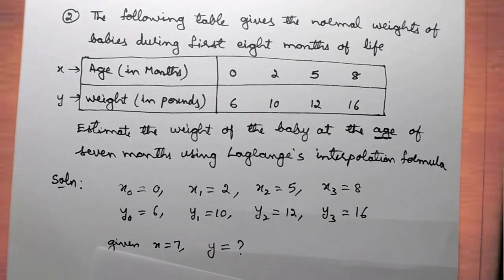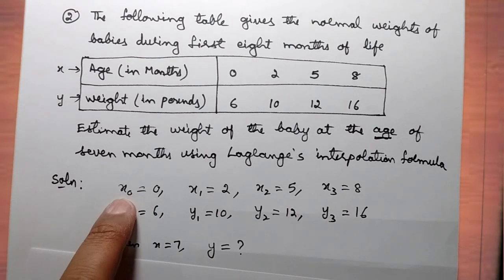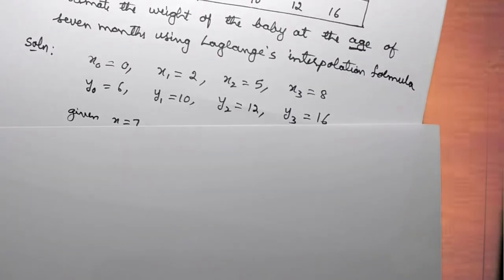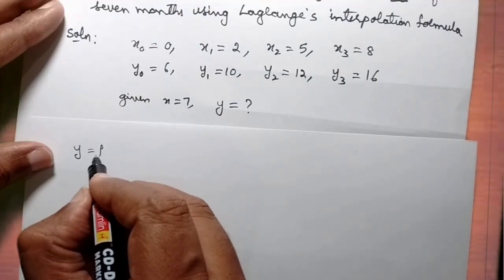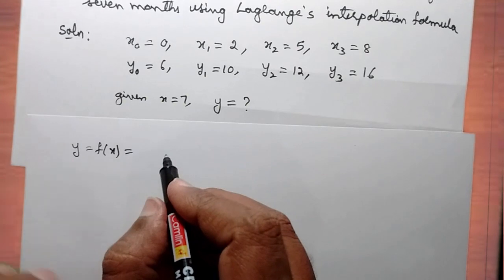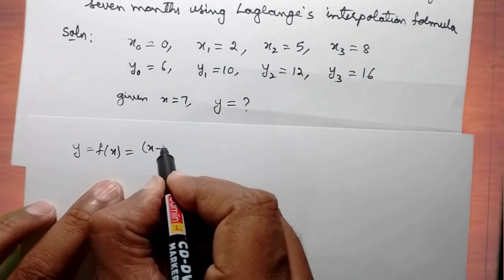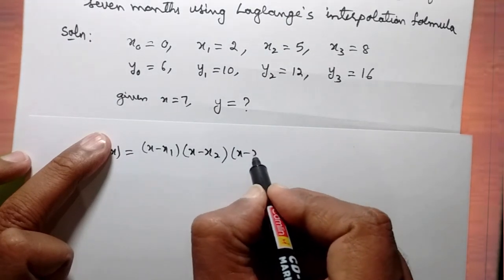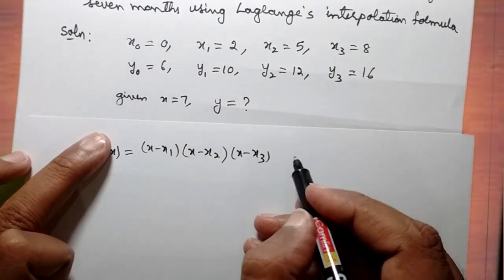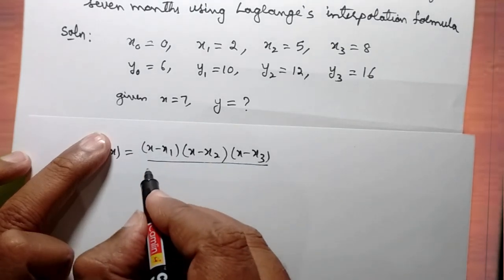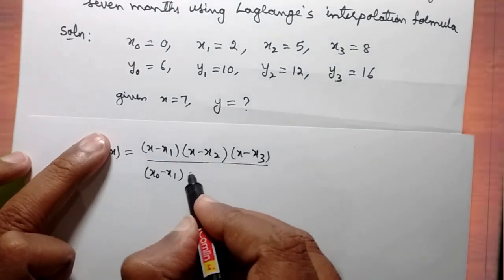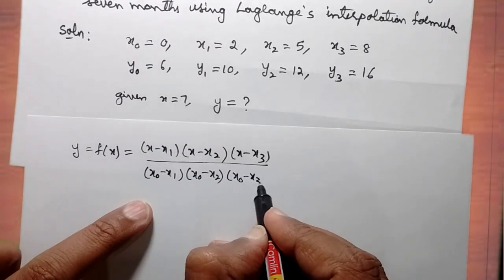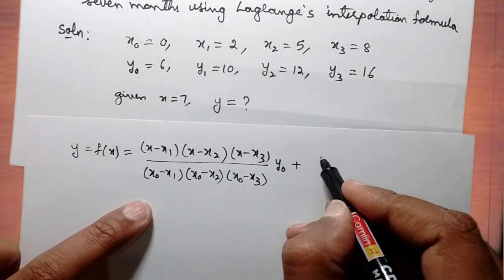So let us write down the Lagrange interpolation formula containing the values x0 to x3, y0 to y3. So let me write the formula. y is equal to f of x is equal to, the formula is (x minus x1)(x minus x2)(x minus x3), since the values up to x3 are given, whole divided by, replacing x by x0, (x0 minus x1)(x0 minus x2)(x0 minus x3). Corresponding value of y will be y0, plus.